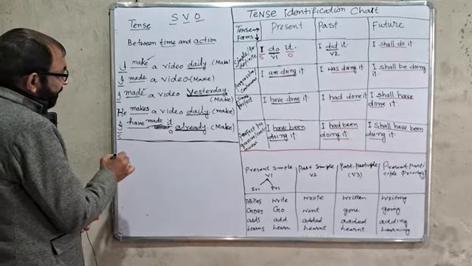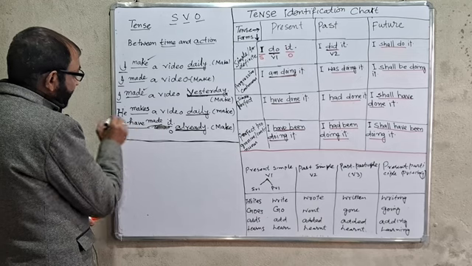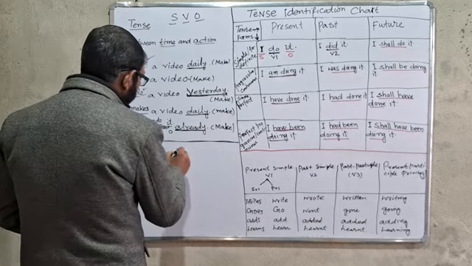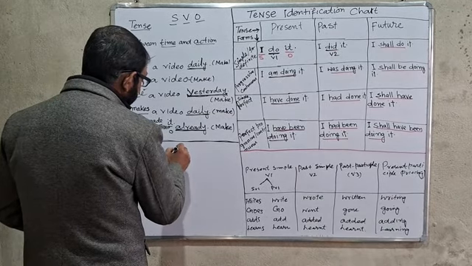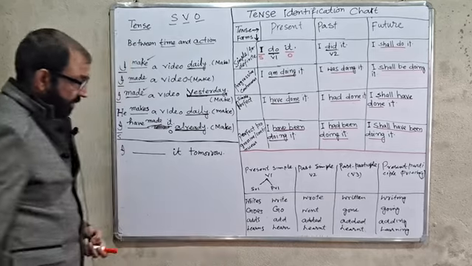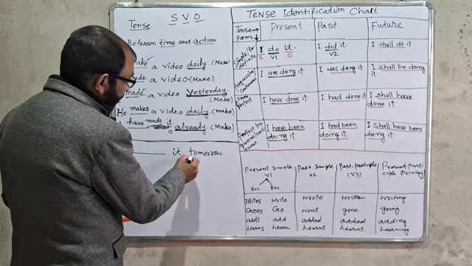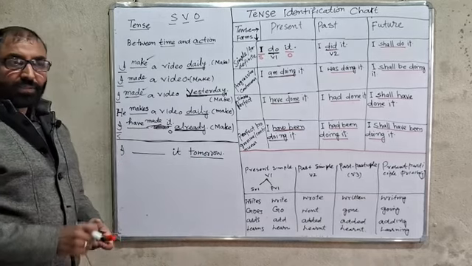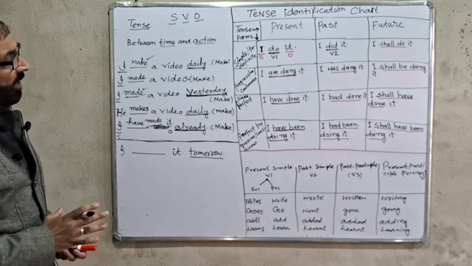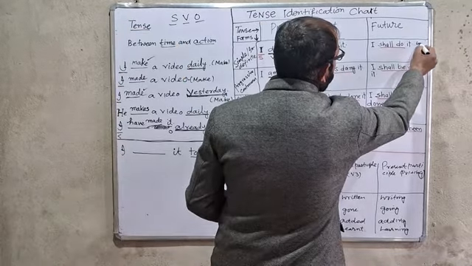Sometimes future time reference is given. For example, the same sentence like this: I dash it tomorrow. Tomorrow is also a time adverbial referring to future time. Tomorrow, next year, later: these words refer to future time. These are future time references. They ask that you should use future simple.